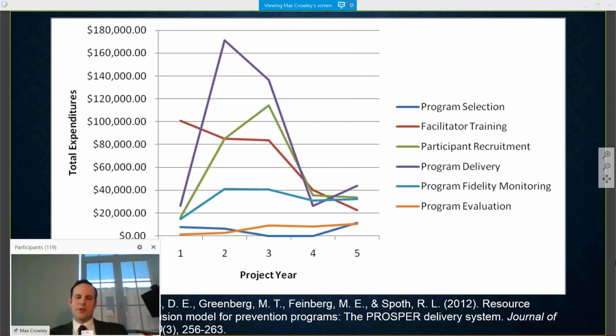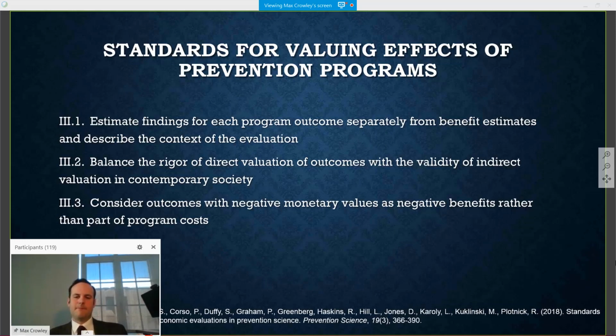Understanding the upfront costs of program selection, for instance, the cost of facilitator training, participant recruitment, the direct cost of program delivery, as well as fidelity monitoring and program evaluation. Not surprisingly, many of you who work in the prevention space are well aware that those costs, in terms of getting a program in place, they continue across time. For instance, you have turnover in facilitators. The costs in project year 3 may not be as much as the startup costs in project year 1, but they're still there, and if they're not considered thoughtfully, then planning for future implementations can go awry.